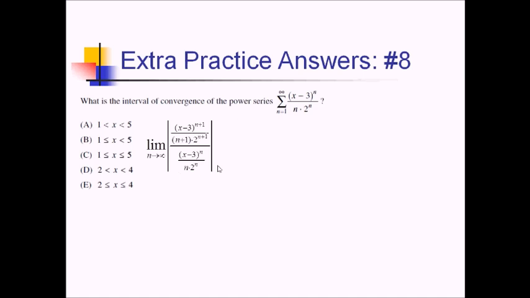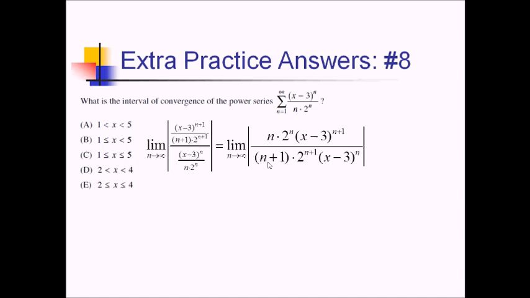All right, same change flip. We've got in the numerator x minus 3 to the n plus 1 times n times 2 to the n. And in the denominator, we're going to have this n plus 1 times 2 to the n plus 1 and the x minus 3 to the n. And now let's reduce things. So these 2's can reduce to leave me with just a 2 in the denominator. These x minus 3's can reduce, leaving me with just one x minus 3 in the numerator.